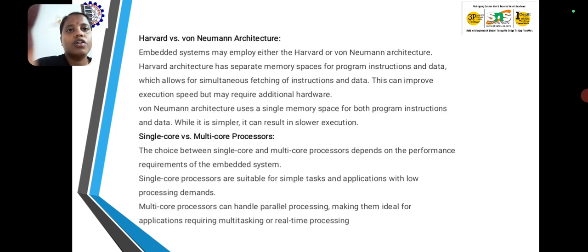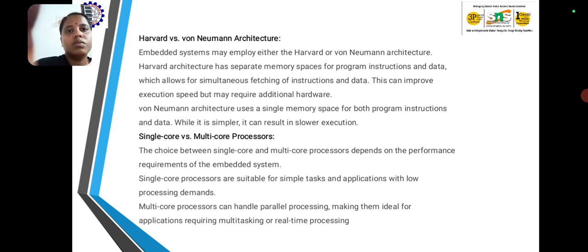Next one is Harvard versus Von Neumann architecture. An embedded system may employ either the Harvard or the Von Neumann architecture. Harvard architecture has a separate memory space for program instructions and data, which allows simultaneous fetching of the instruction and the data. This can improve execution speed but may require additional hardware. Von Neumann architecture uses a single memory space for both program instructions and data. While it is simpler, it can result in slower execution.